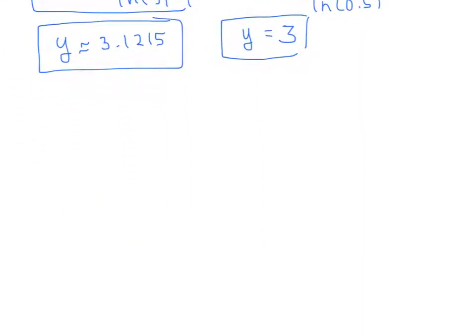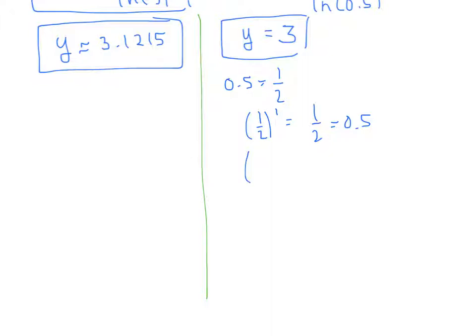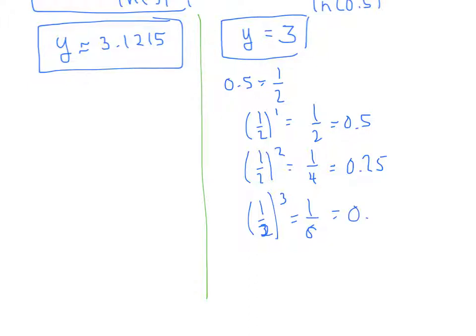So here we're going to look at this side. You guys know that 0.5 is the same thing as 1/2. And 1/2 to the first power is 1/2, which is 0.5. 1/2 to the second power is 1/4, which is 0.25. And 1/2 to the third power is 1/8, and this is 0.125. That's why the answer was 3. And so if I would have known my powers of halves, then I would have been fine, but I didn't.